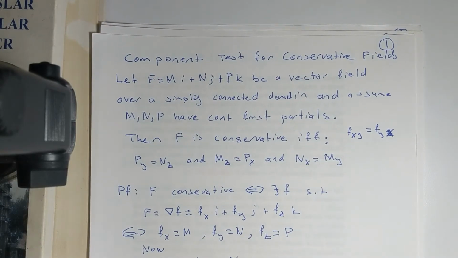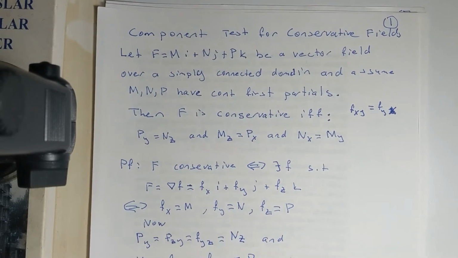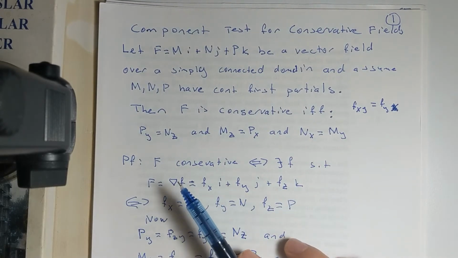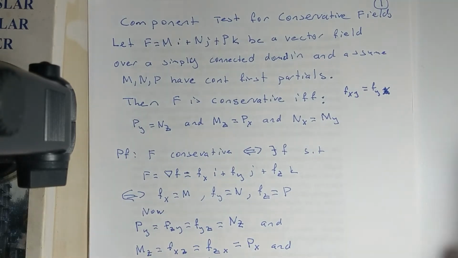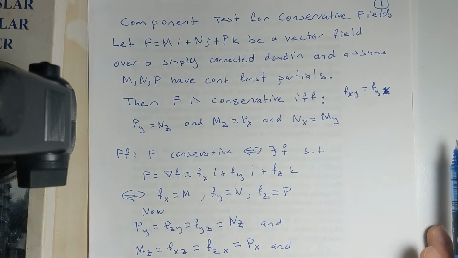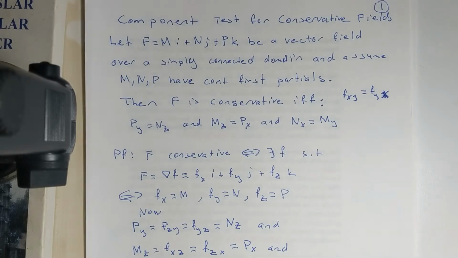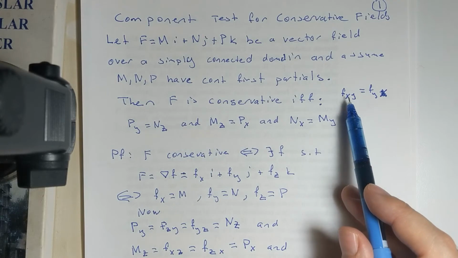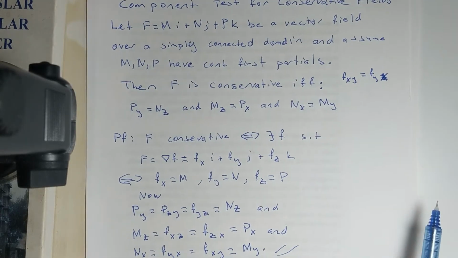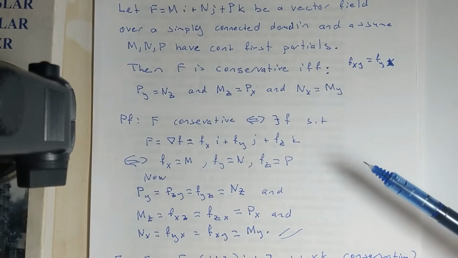If we have a vector field F on a simply connected domain, and M and N and P have continuous first partials, then F is conservative if and only if P sub y is equal to N sub z, the derivative of P with respect to y is equal to the derivative of N with respect to z, and M sub z is equal to P sub x, and N sub x is equal to M sub y. So this might feel like it's a lot to memorize, a lot to handle. It really is not, as long as you remember this fact: f sub xy is equal to f sub yx, okay? For functions with continuous first partials.